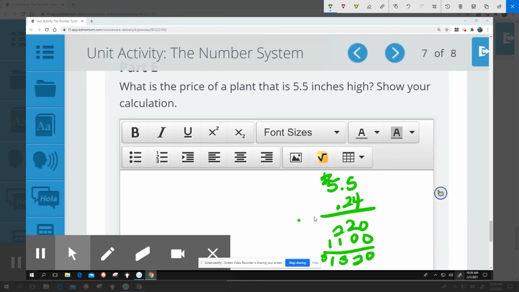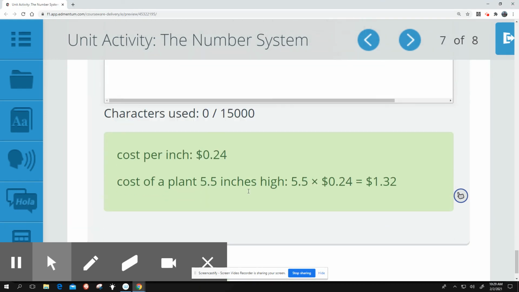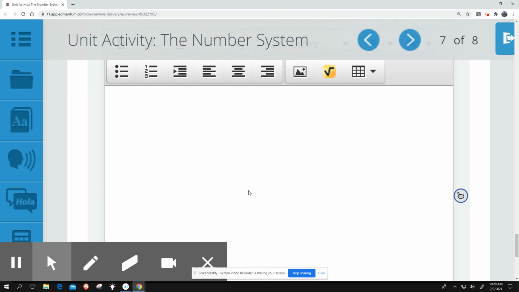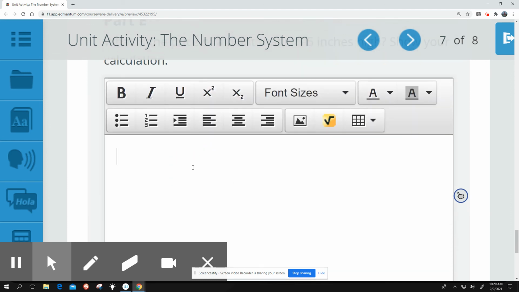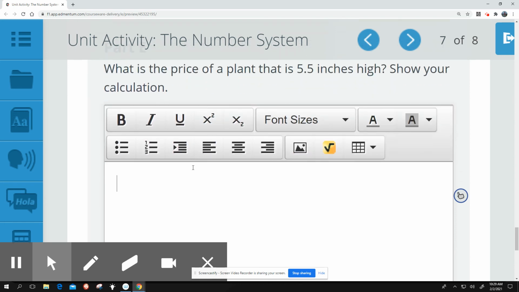Okay, I hope this is right because I did it really fast. 1320. Are you sure? Let me see. Oh, $1.32. I didn't put the right decimal point, darn it, you guys. See, that's what happens when you hurry. So 5.5 times 0.24 equals 1.32. I just didn't move the decimal.